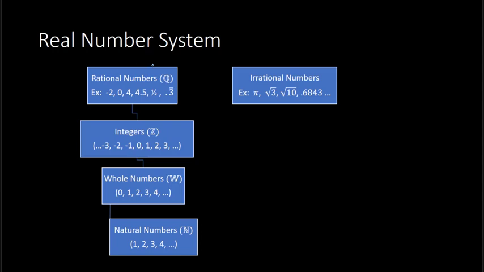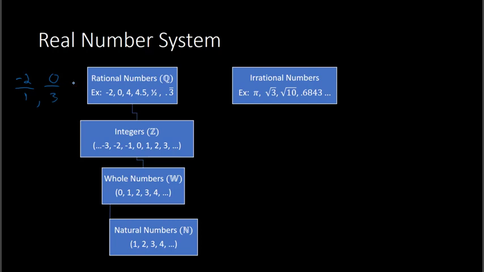Under the real number system, we have both rational numbers and irrational numbers. Rational numbers are anything you can write as a ratio or a fraction. So here we see -2. That would be rational because you can write that as a fraction, -2 over 1. That is the same thing. Even 0. 0 over anything would be 0, so 0 could even be written as a fraction.